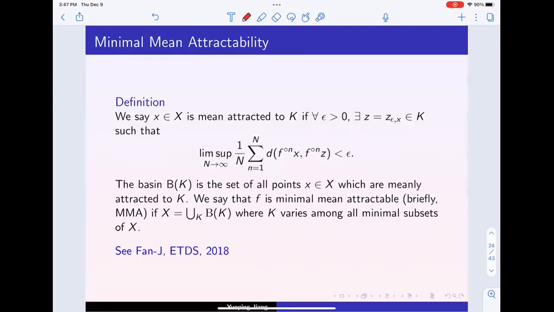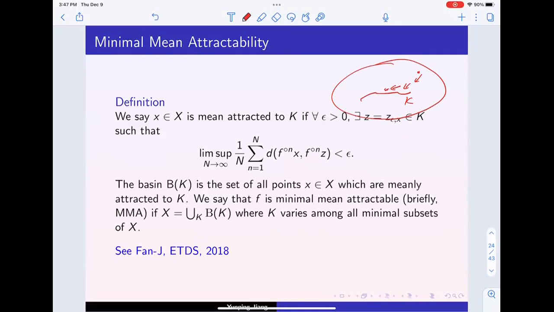Another definition is called minimal mean attractability. First, let's say what an attractor is. In dynamic systems we usually call something an attractor if you have a big set and some small set K, and every point here and its iteration will be attracted to this set. Then this set we call the attractor. That is an attractor in dynamic systems.